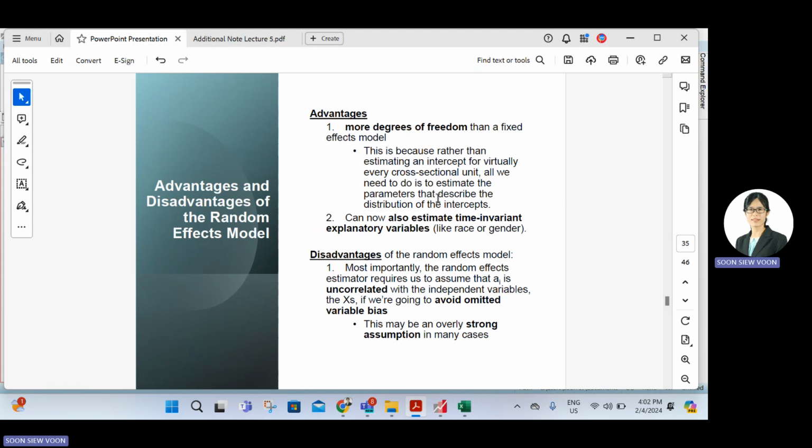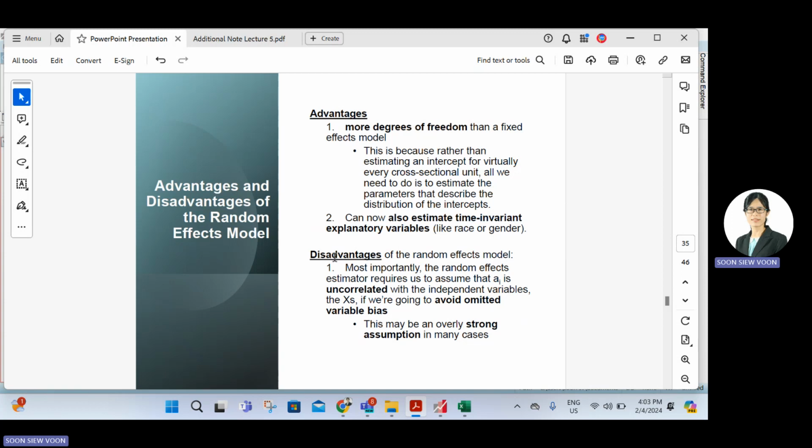So what does it mean? If you want to see, for example, the impact of race or gender on a particular dependent variable, and you understand that the variable is actually time invariant, then I will advise you to run the random effect, because this is one of the guidelines. If you have time invariant explanatory variables, it advises you to run the random effect model.